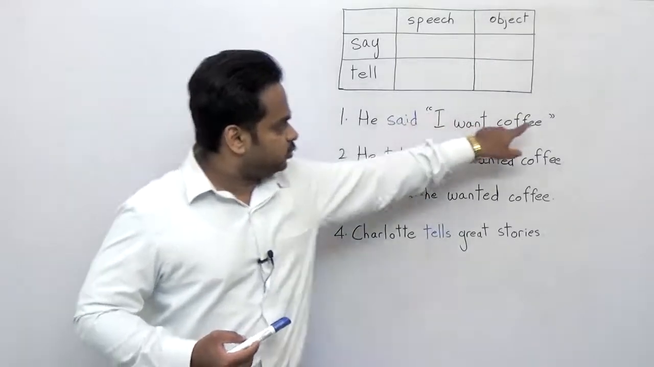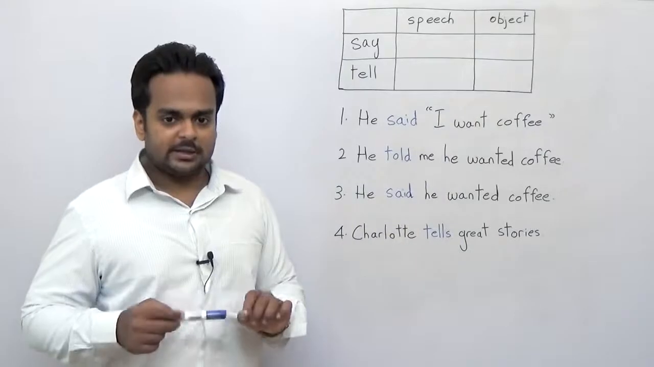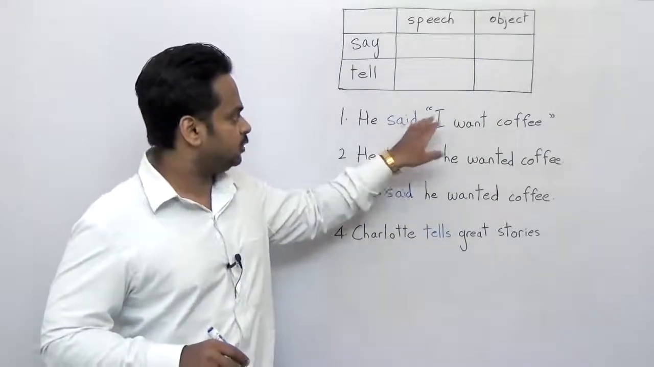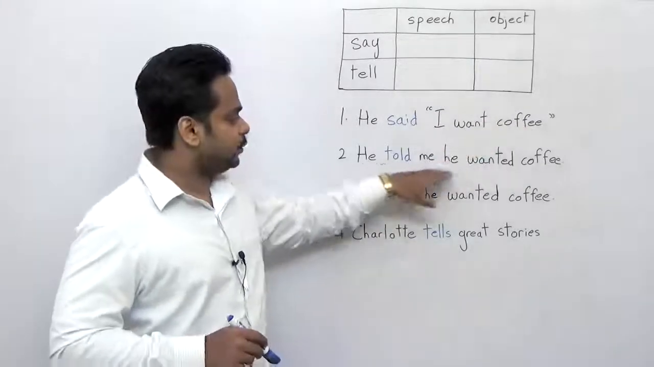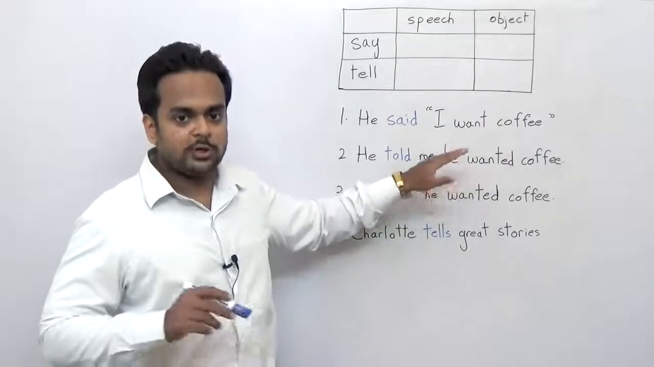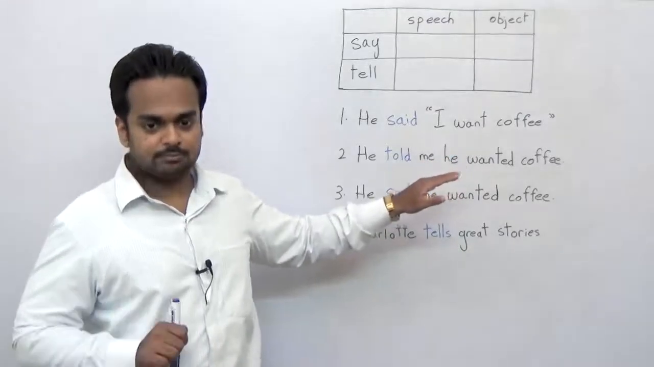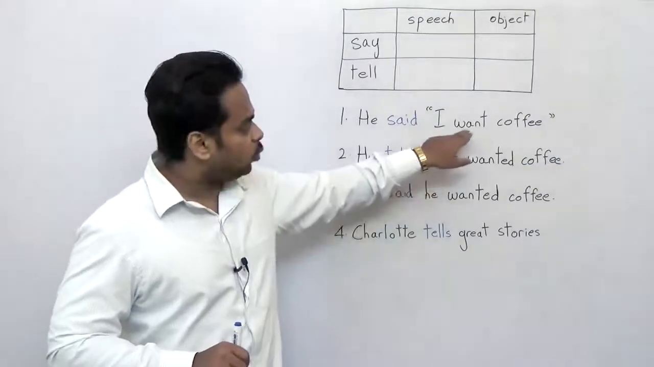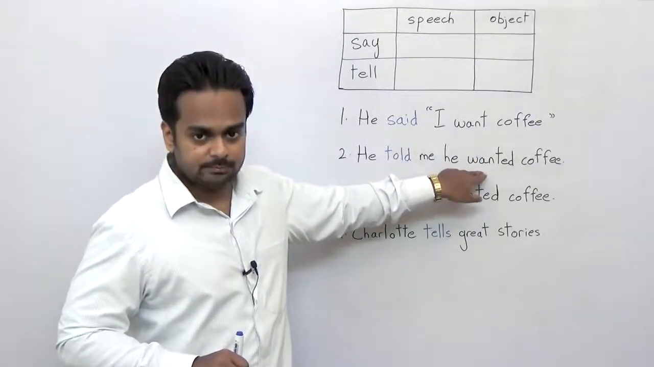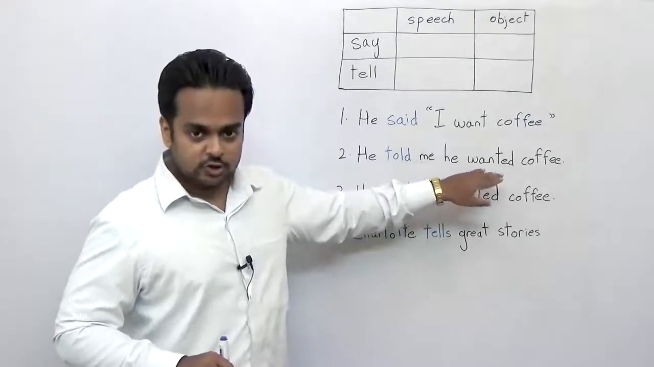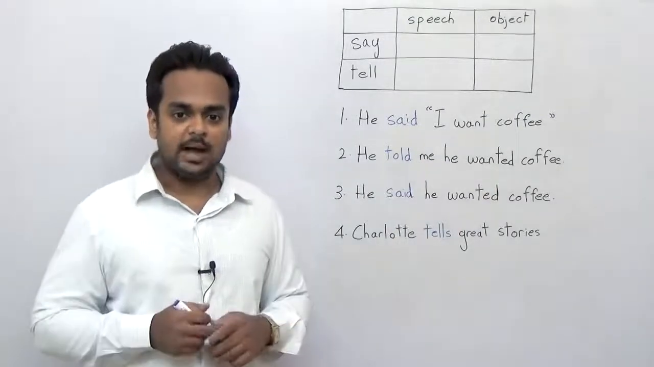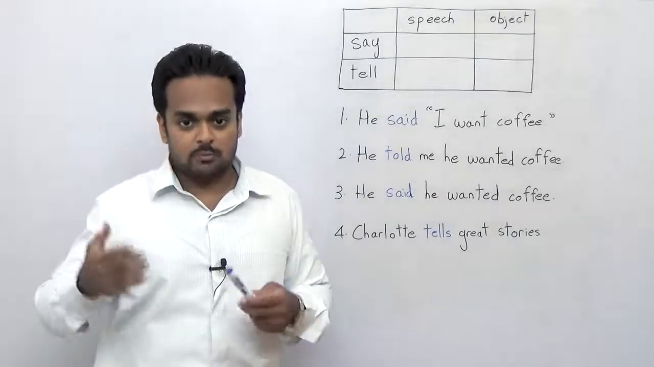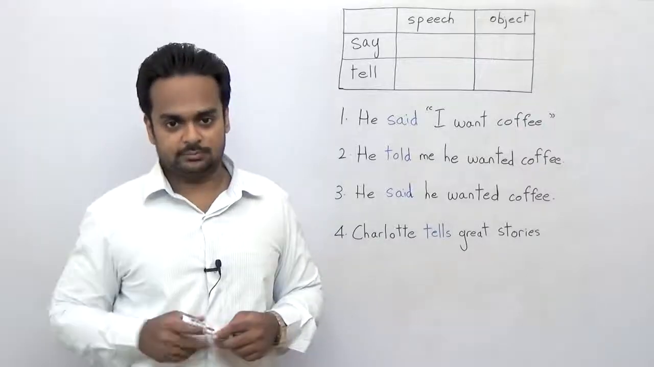Notice here that there are quotes. Whenever we use direct speech, that is, whenever we're repeating someone's words in writing, we always put these quotes. And when we use reported speech or indirect speech, we don't use quotes. Okay. Also notice here that I has become he and want has become wanted. When you're using indirect speech, the tense will always shift to the past because it happened in the past. He told me yesterday or this morning that he wanted coffee. Okay?